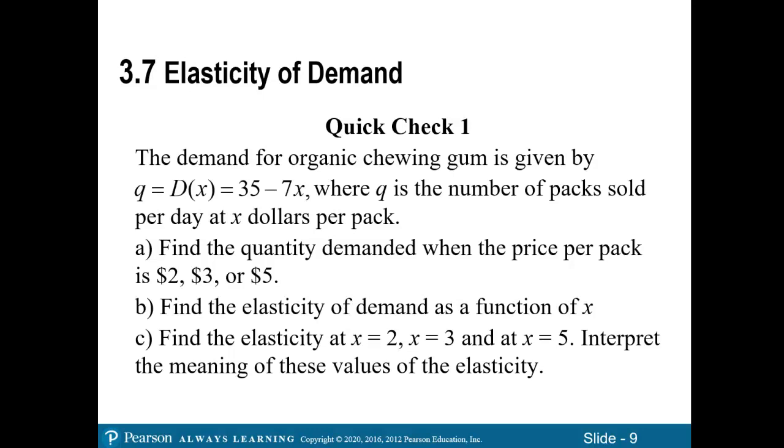All right, so the demand for organic chewing gum is given by Q equals your demand function, D of x equals 35 minus 7x, where Q is the number of packs sold per day at x dollars per pack. Remember, x is price. Find the quantity demanded when price per pack is $2, $3, or $5. So that's just simply plugging in 2, 3, and 5 into the D function. Find the elasticity of demand as a function of x. That's our negative x times d prime over d. And then find elasticity at x equals 2, 3, and 5 and interpret the meaning of those values.